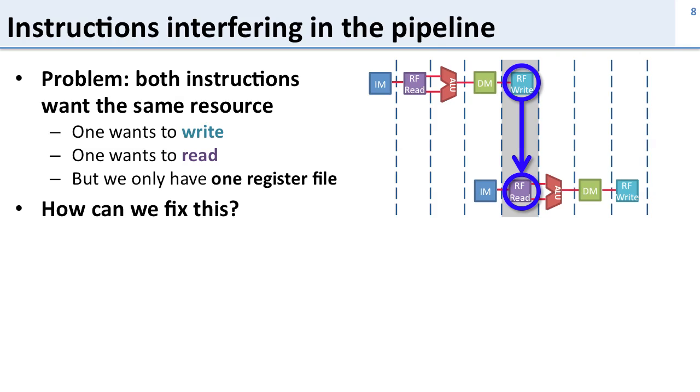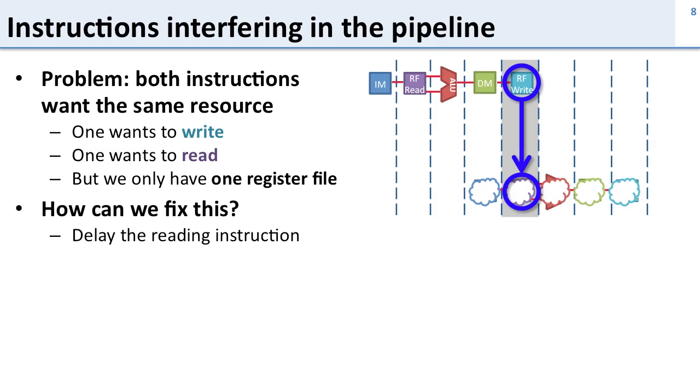Well, one reasonable way to fix this would be to delay the reading instruction. So if we take that reading instruction and we get rid of it from here and move it down a little bit later, now we don't have any problem. But this is going to be bad for performance. So we just delayed that instruction. Now we've got all these bubbles going through our pipeline that aren't doing any work.